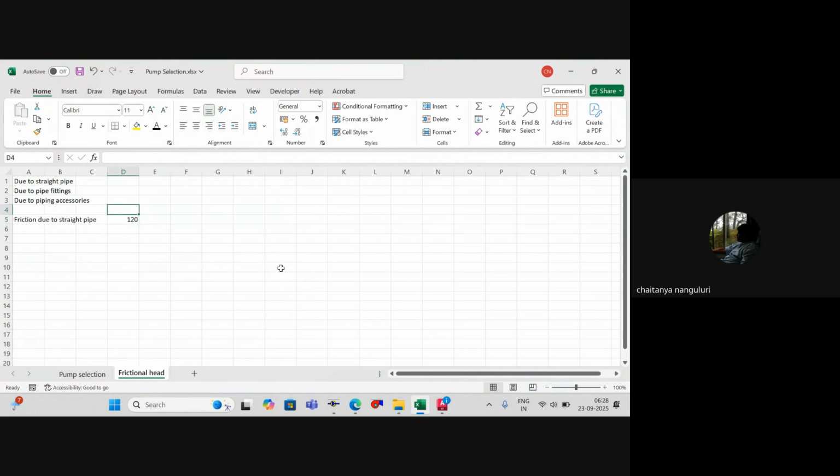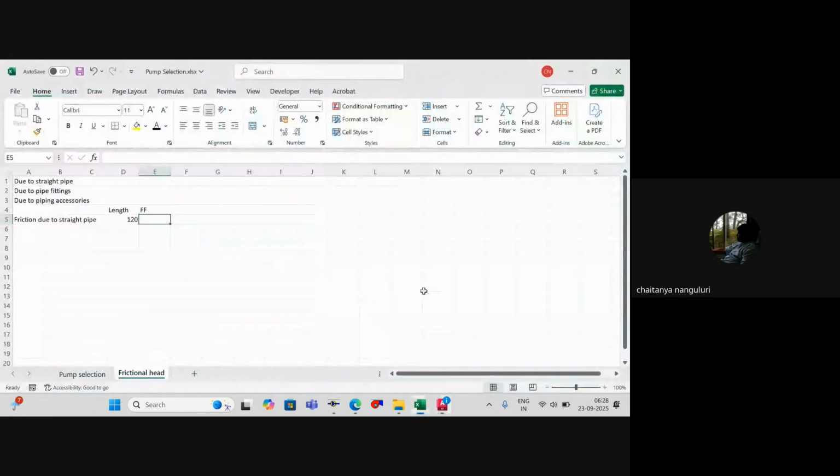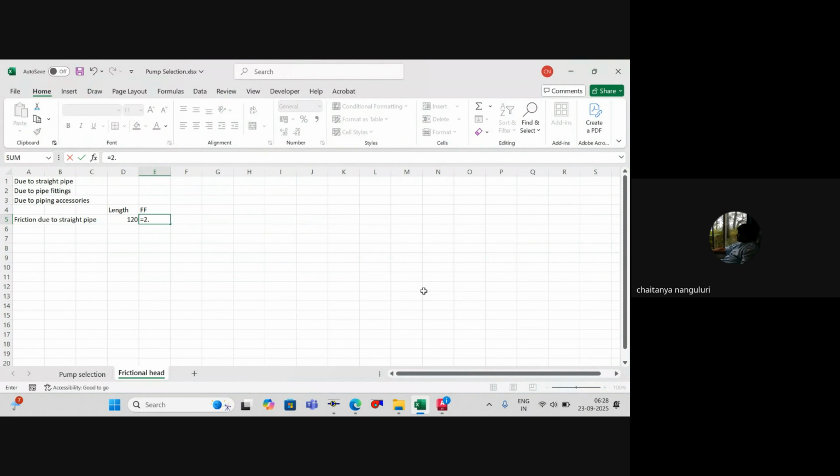This is the length of the pipe. What is the friction factor? This was 2.157 feet per 100 feet. You agree? I'll write the units in brackets anyway. And this is feet per 100 feet.